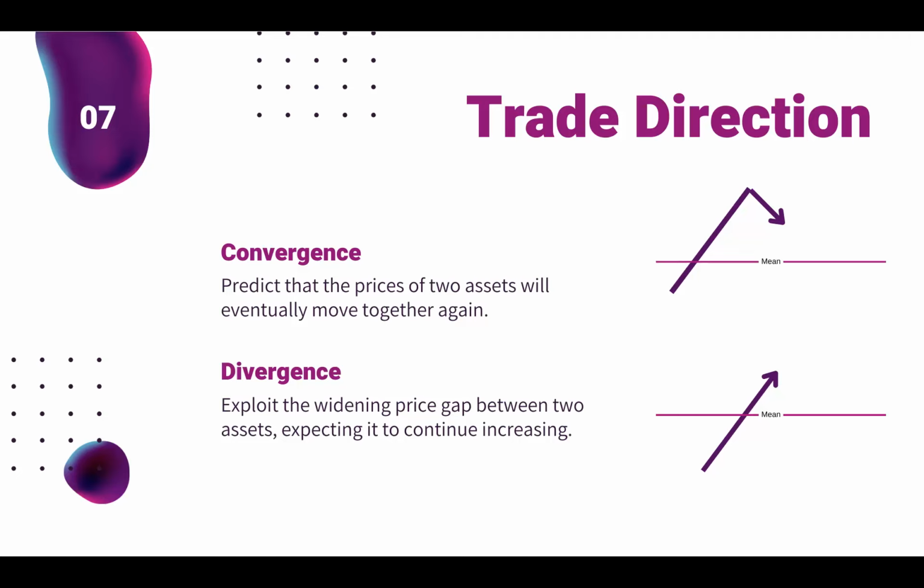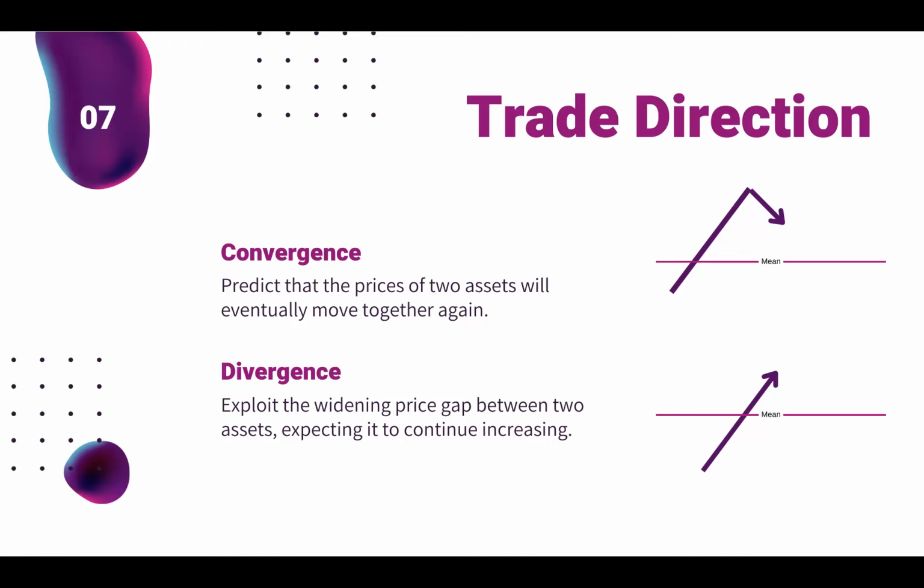Now coming to the trade direction, earlier we used to do convergence trades. So what is convergence? See, whenever a pair is deviating, so it goes far away from the mean, and when it turns back towards the mean, at that time we are taking the trade. Okay, so that's the convergence statement. So when the pair is converging towards the mean, we are taking the trade.